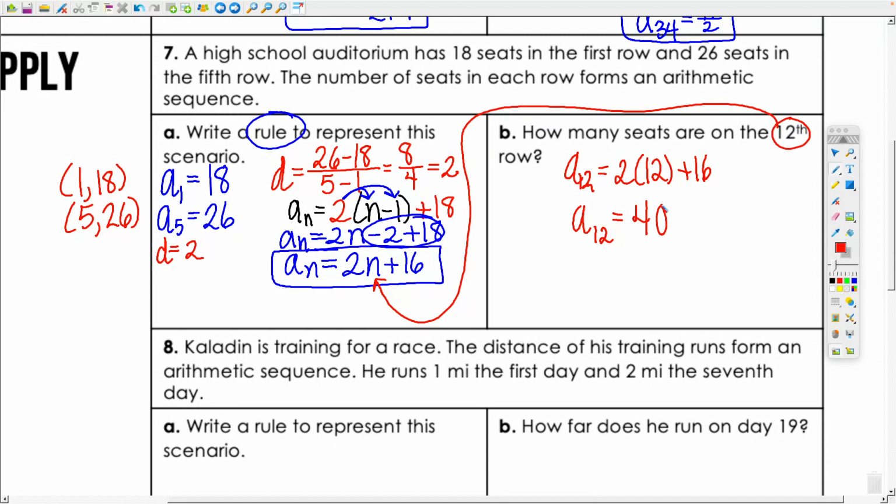Tell me, what does this 40 represent? The answer. I love you. Yes. But so we're talking about what in this problem, though? How many seats are in the 12th group? How many seats? So I just want you to write 40 seats. That's all.